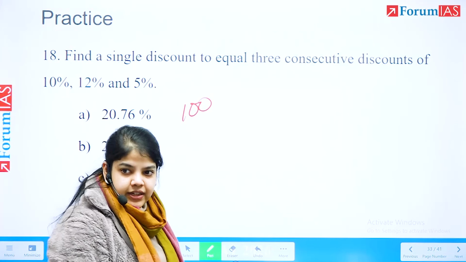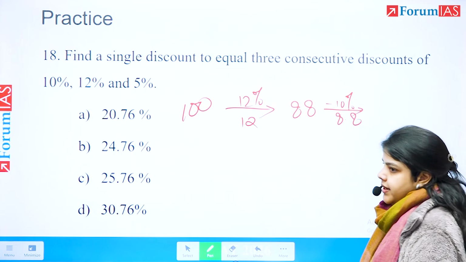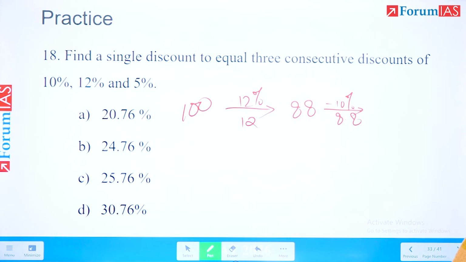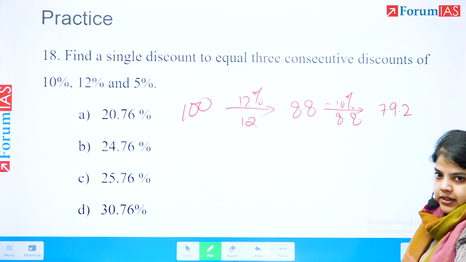On 88, let's do a discount of 10%. What are we going to subtract? 8.8. 88 minus 8.8. 79.2. 79.2. ठीक है. 79.2 पे we now subtract 5% on 79.2.